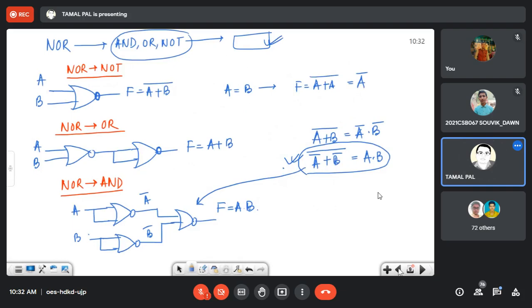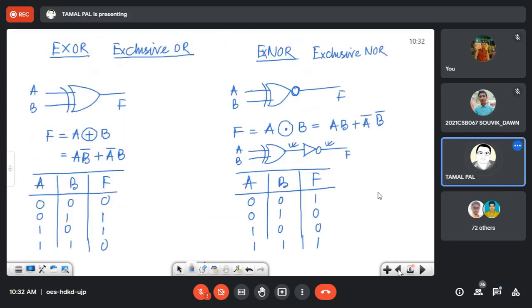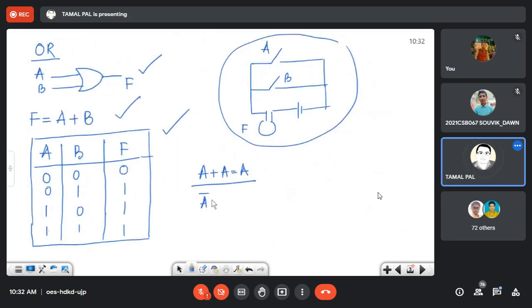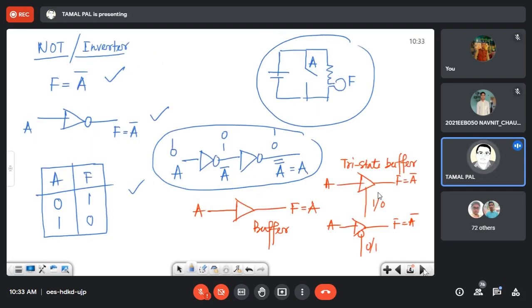For OR, if I go back to OR, 0 and 1 gives 1, and 1 and 0 gives 1. So it is always 1 if one of them is 0 and one of them is 1. Is it? Check it. Yes, sir. Okay, so we'll use this: A plus A complement equals 1.